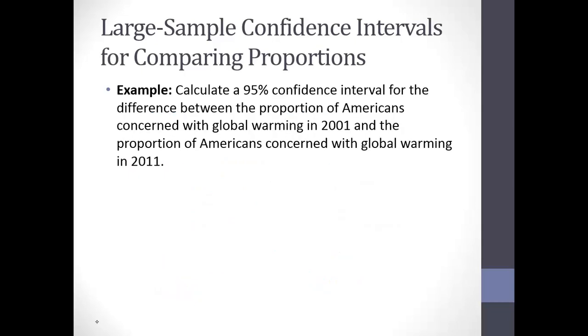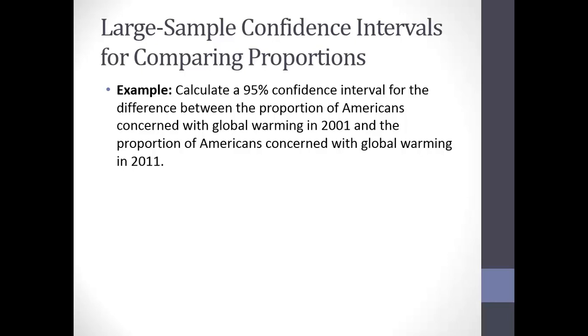Let's do an example here, continuing that thing we started with this morning, and show you what we're talking about here. Using that same example about whether Americans are more or less concerned about global warming than they were in 2001, let's now calculate a 95% confidence interval for that difference in proportions.